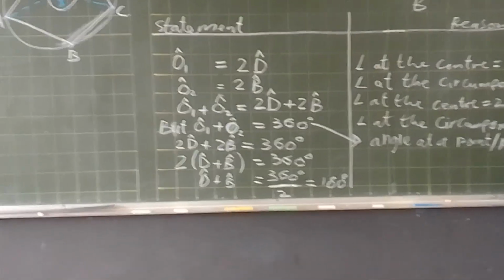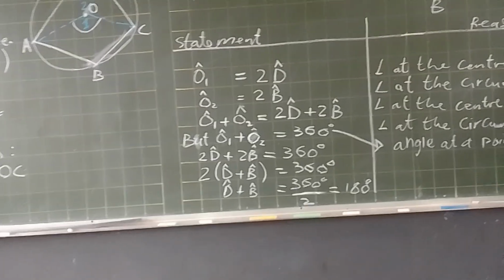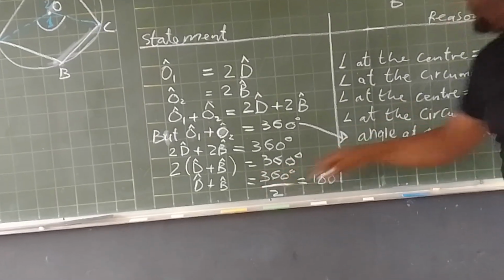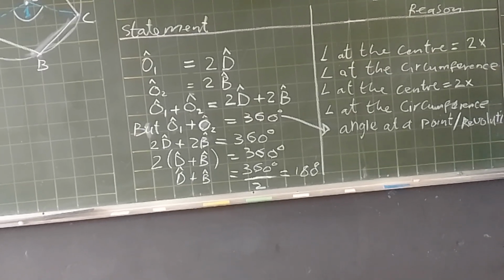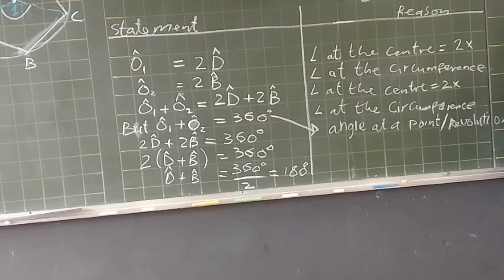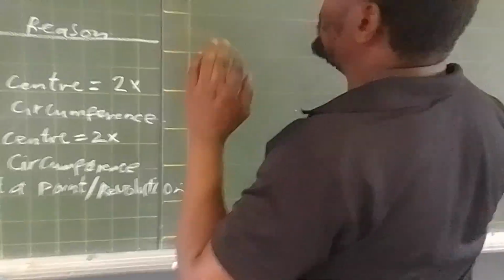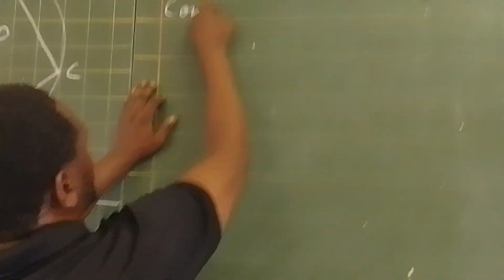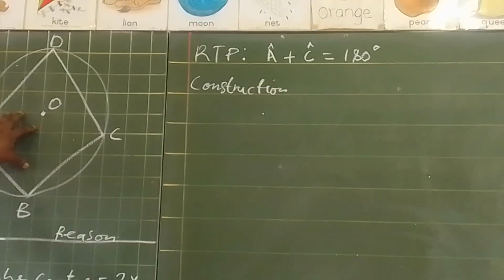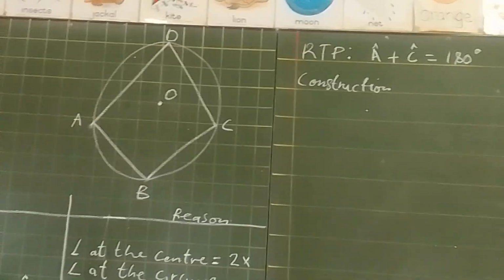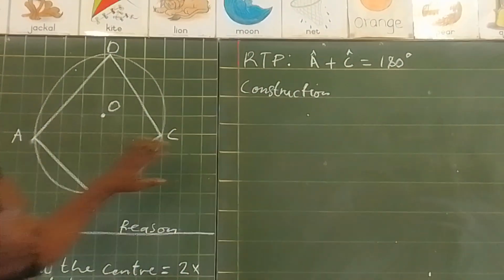Then we come to prove that angle A plus angle C is equals to 180 degrees. Now we start by construction. Now we're going to use this one. This was from this one. Then we have to prove that A plus C is 180.